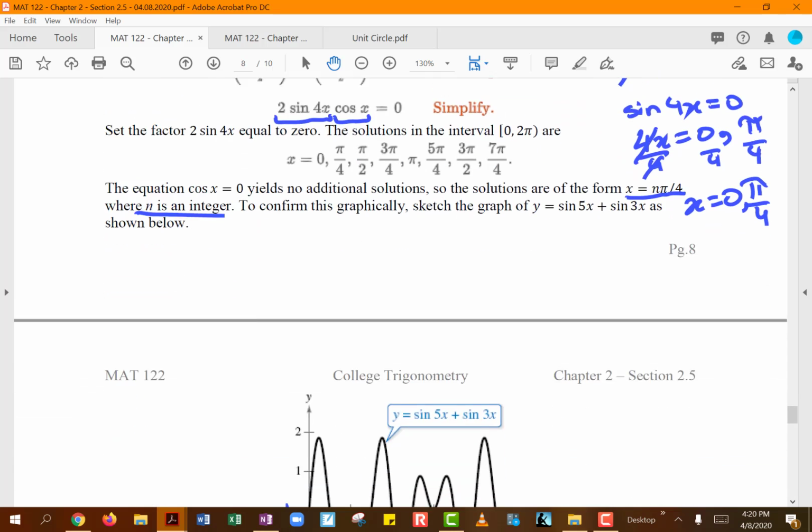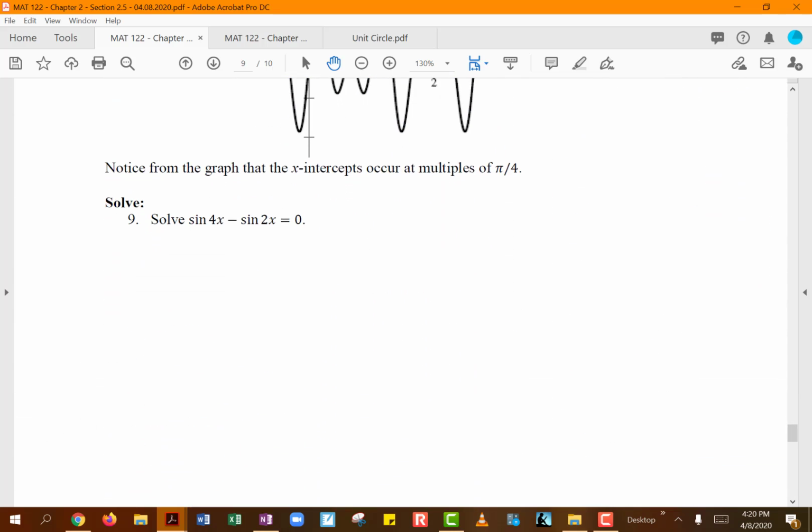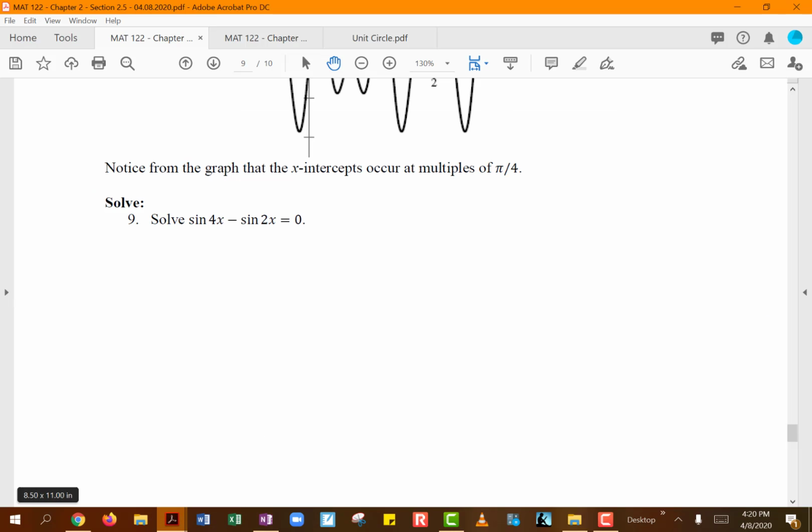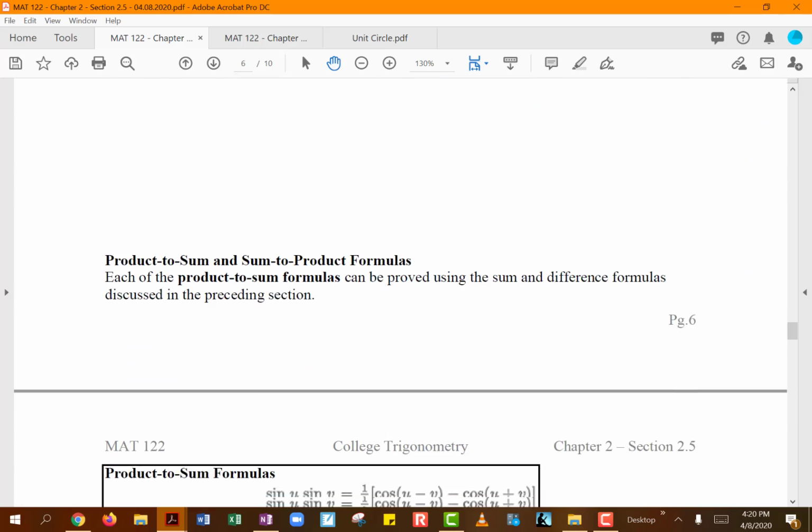Okay, so our example is going to be somewhat similar to this one, and we are given sine of 4x minus sine of 2x equals 0. So let's see how we can go about taking care of this. Of course, this is sine of 4x minus sine of 2x.